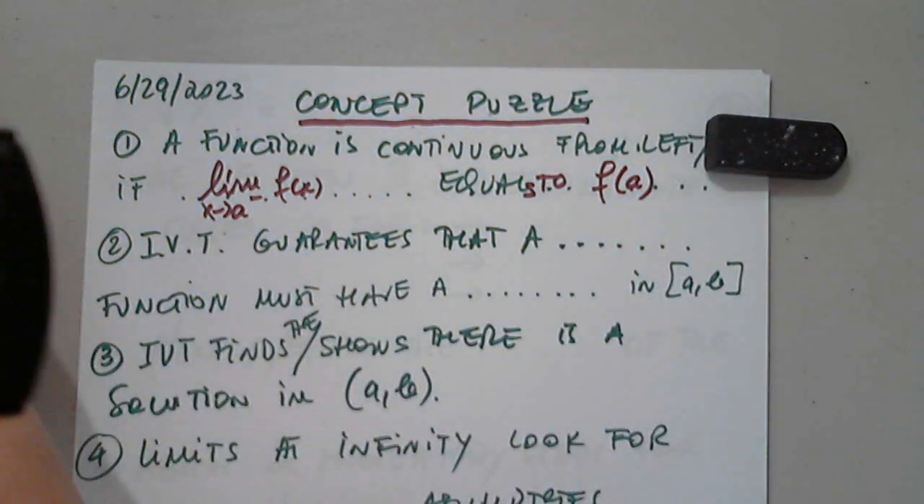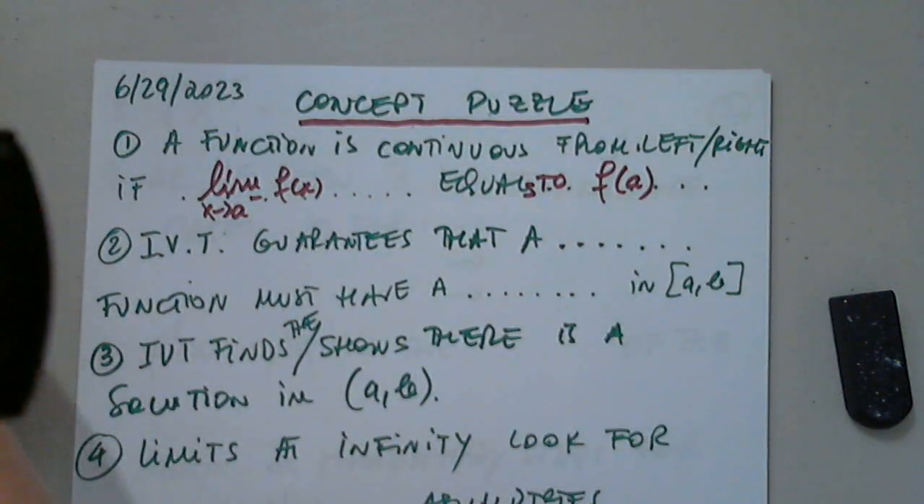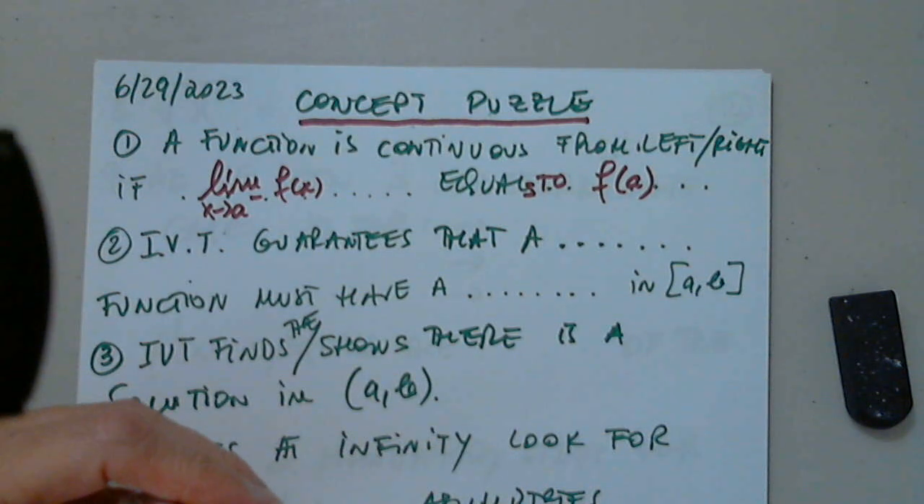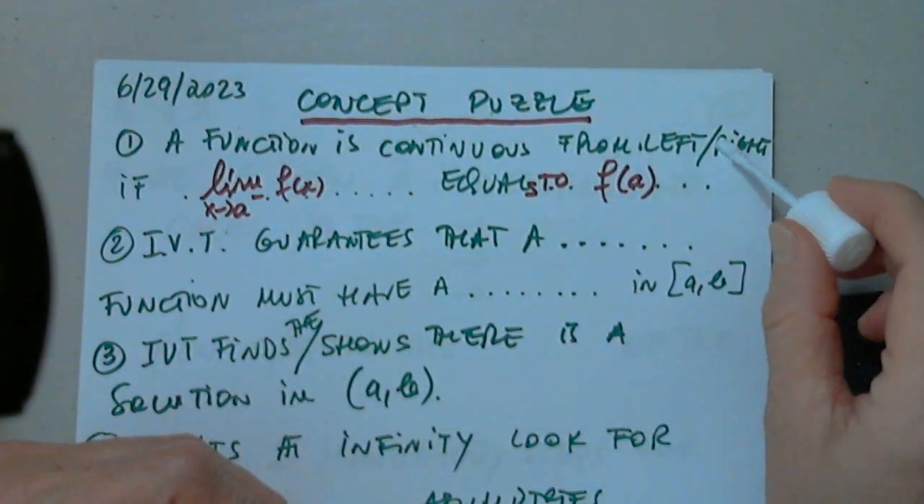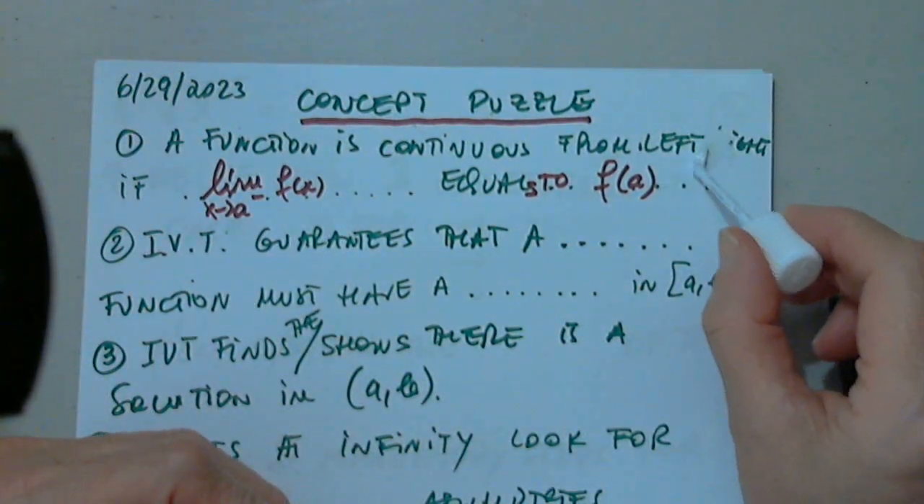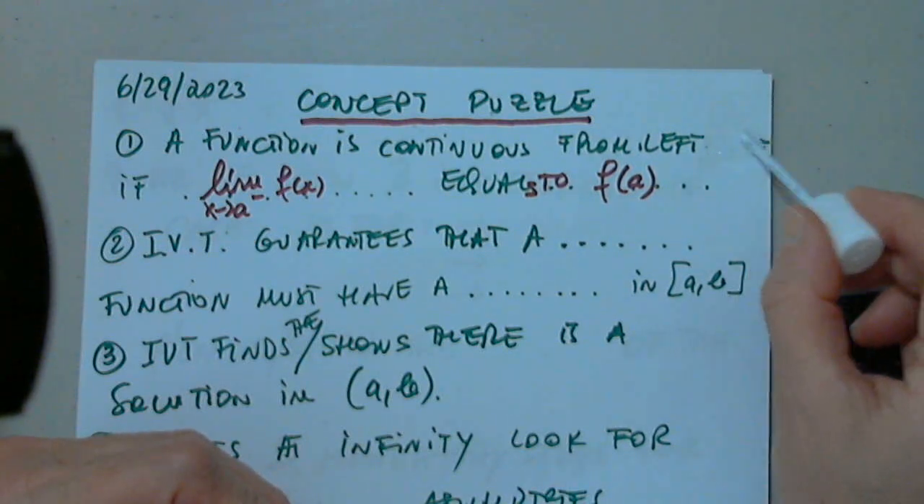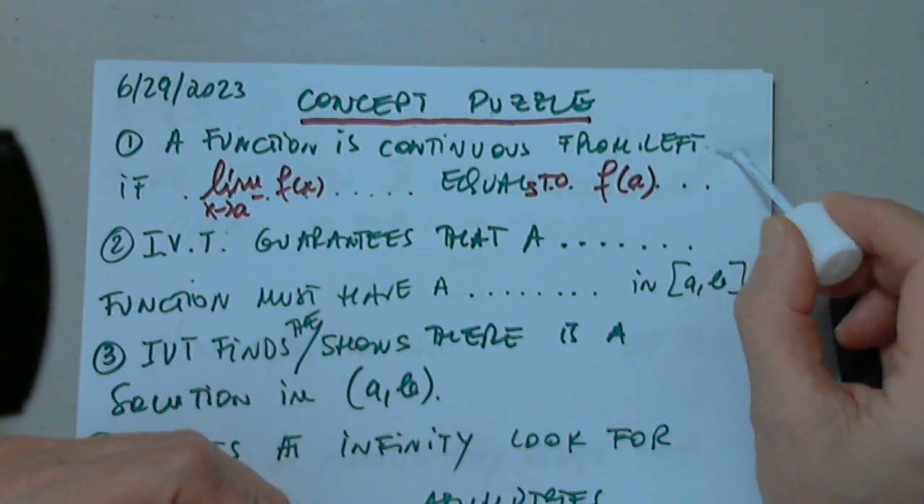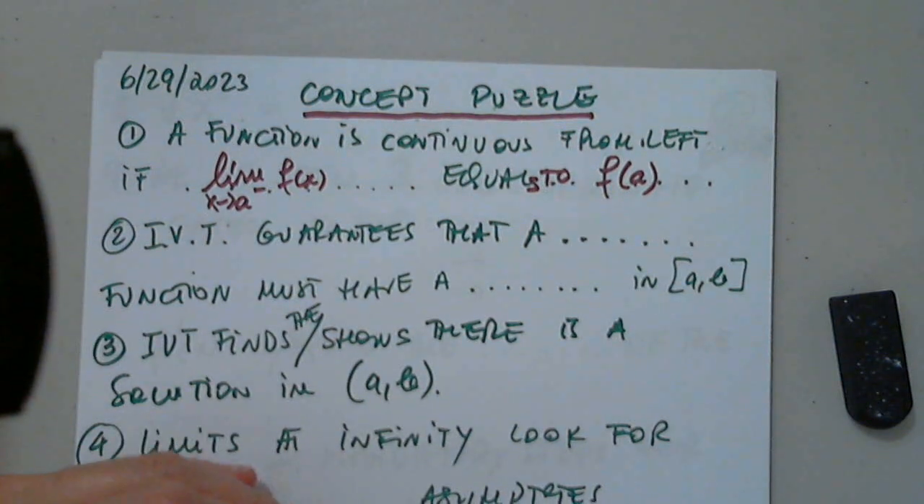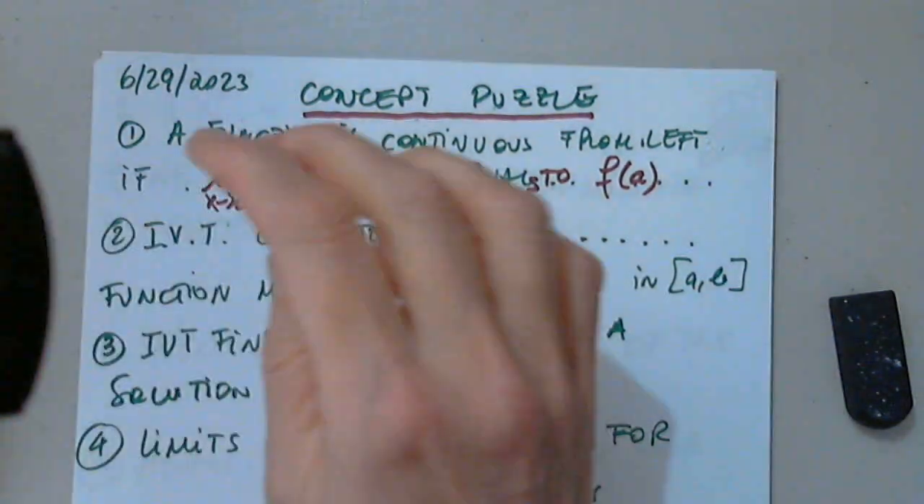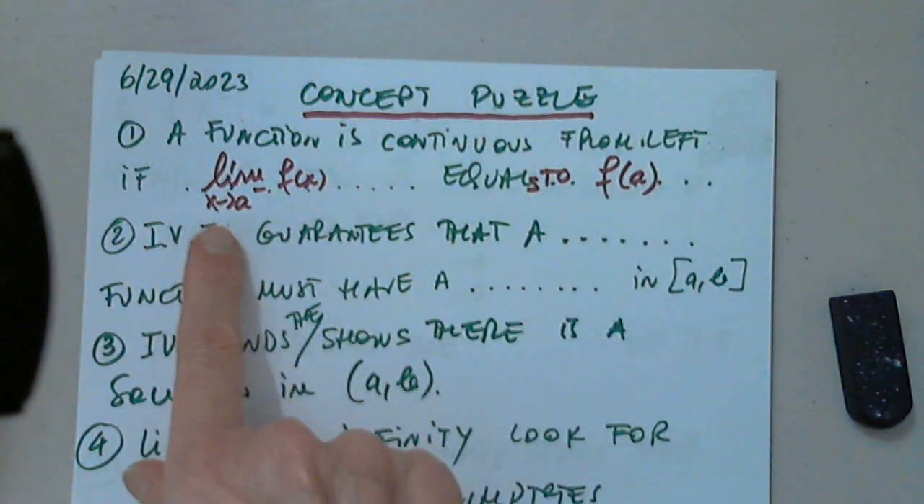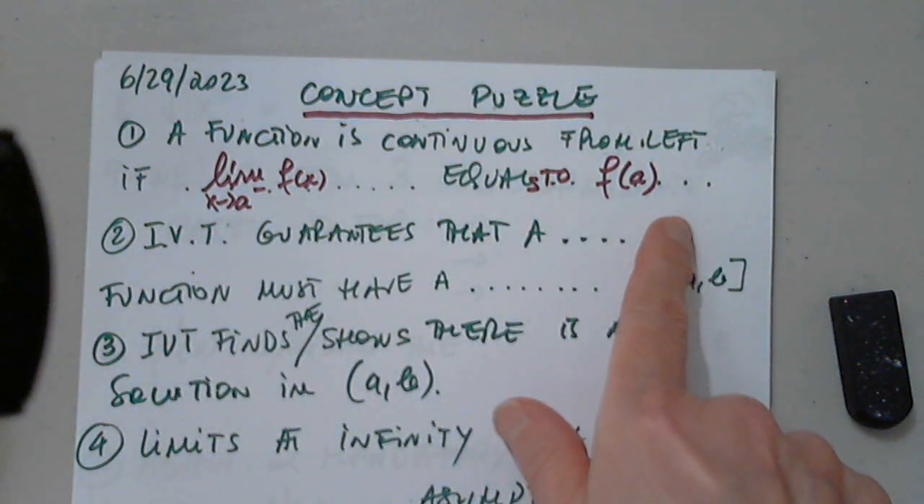I'm going to erase this so it's not confusing. It's the same thing but from the right, but I'm just going to erase the right one, because maybe that confused you. So let me make it very clear. Sorry about that. A function is continuous from the left if the limit from the left equals the function value at that point.